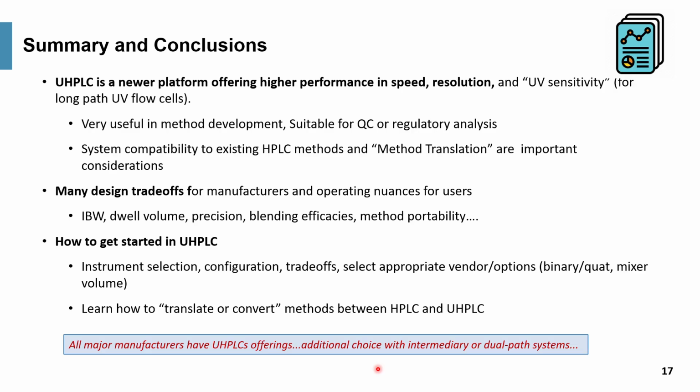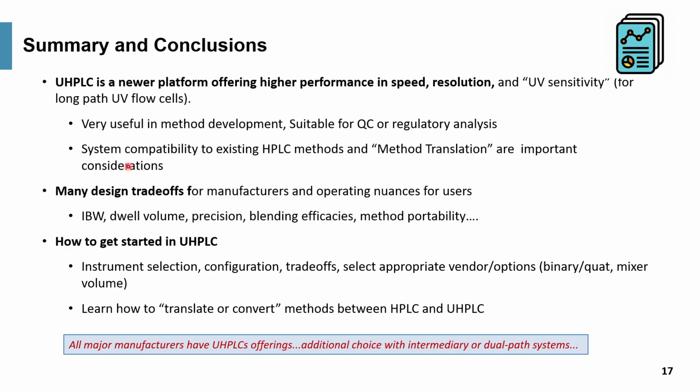Here's my summary and conclusion. UHPLC is a newer HPLC platform offering high performance in speed, resolution, and even in UV sensitivity if you use extended path length UV flow cells. It's useful in method development. It can cut method development time by 3 to 5 fold. Highly suitable for QC or regulatory testing.